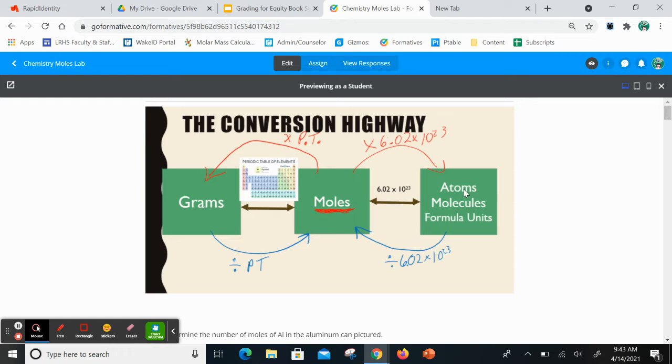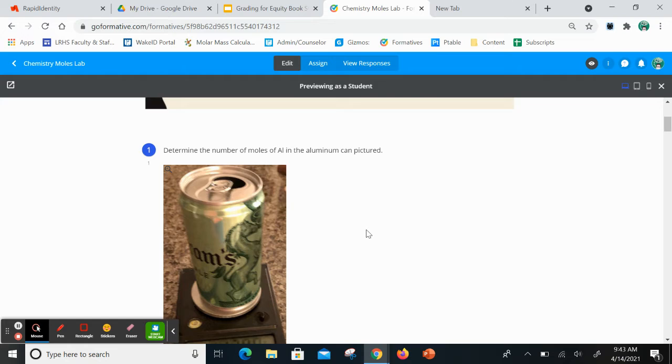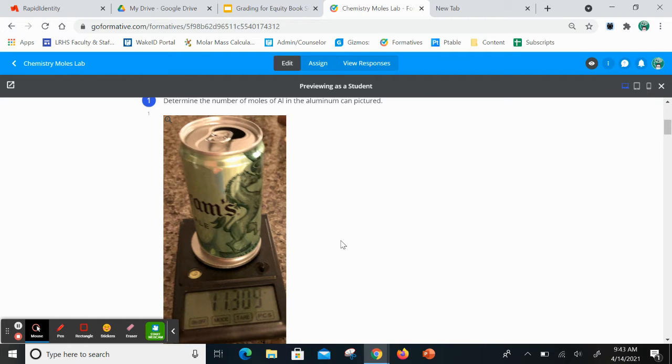All right, so I wanted to give you guys something to help you through this, but this lab basically is going to be using this conversion highway. You're going to start at one of these places and have to go to another place, and it's in a lab setting.